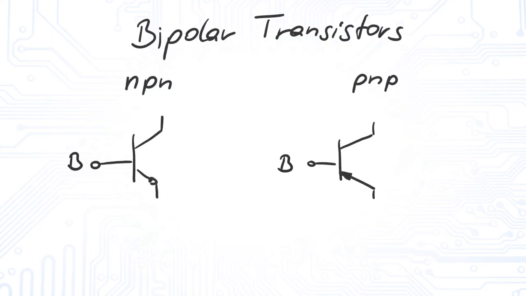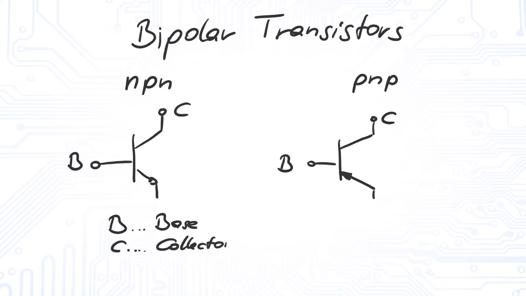The middle terminal is the base, B. The terminal without the arrow is the collector, C. The terminal with an arrow is the emitter, E.